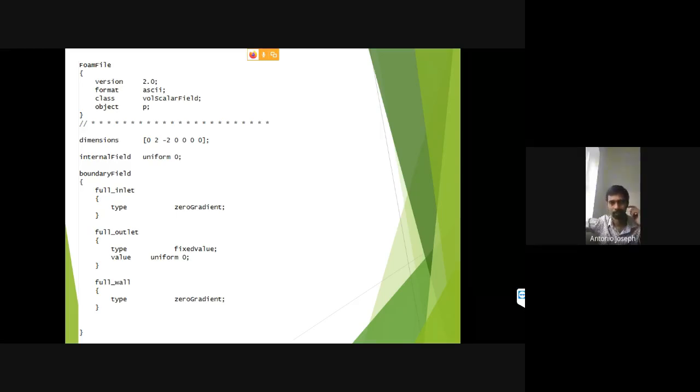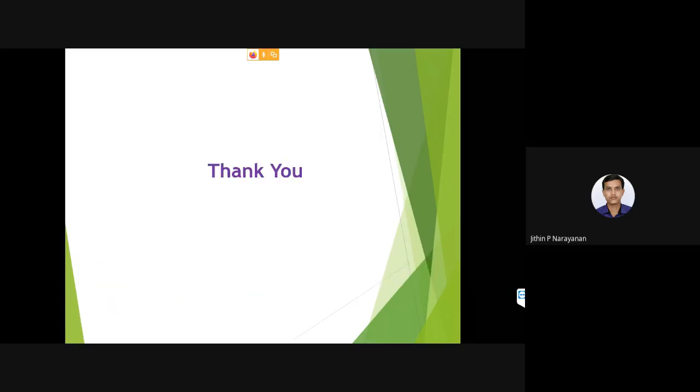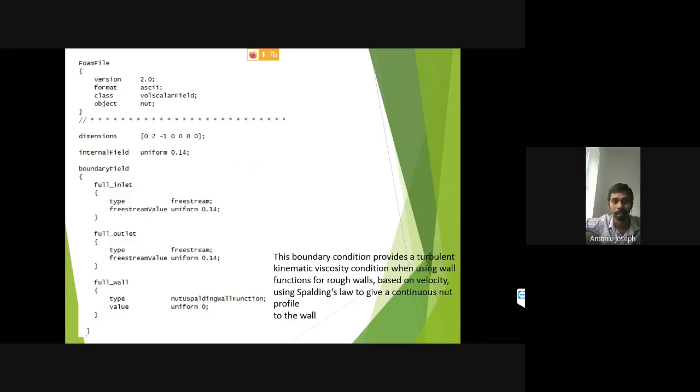Okay, sir. One more thing, nu T represents the dissipation of kinetic energy? We are giving the viscosity as a property, so we don't want to give it in the boundary condition. That's a property of a particular fluid. In the transport properties, we are specifying the density and the kinematic viscosity of the fluid.